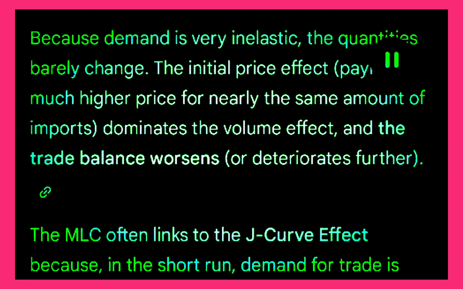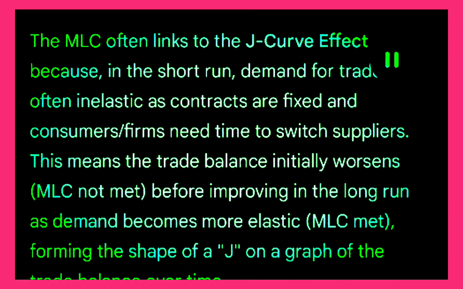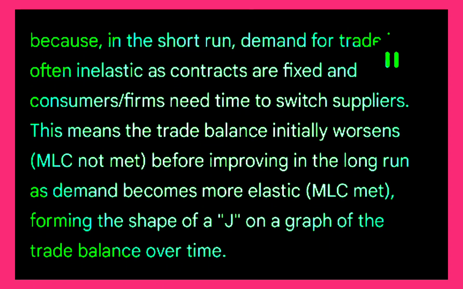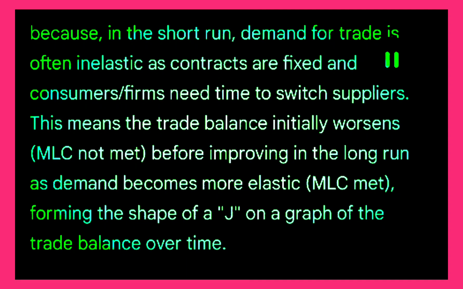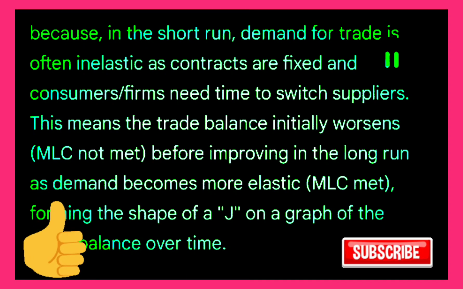The MLC often links to the J-curve effect because, in the short run, demand for trade is often inelastic as contracts are fixed, and consumers and firms need time to switch suppliers. This means the trade balance initially worsens, MLC not met, before improving in the long run as demand becomes more elastic, MLC met, forming the shape of a J on a graph of the trade balance over time.